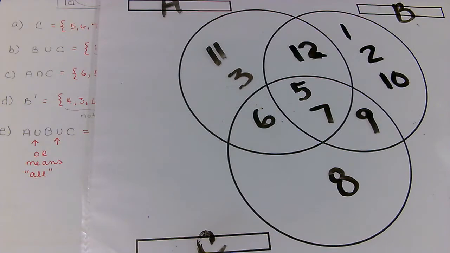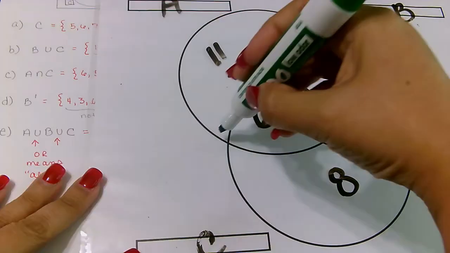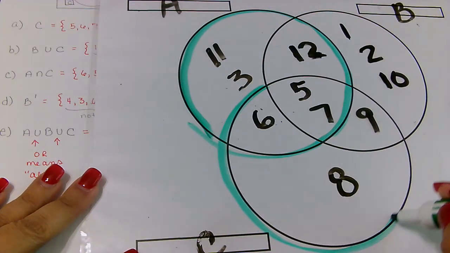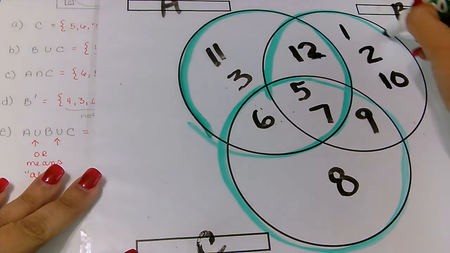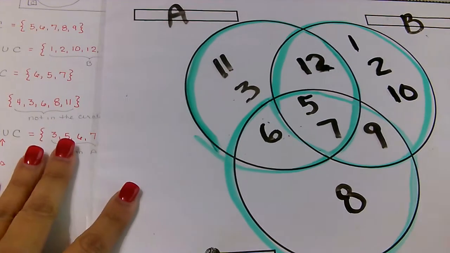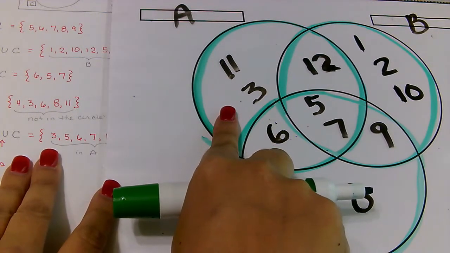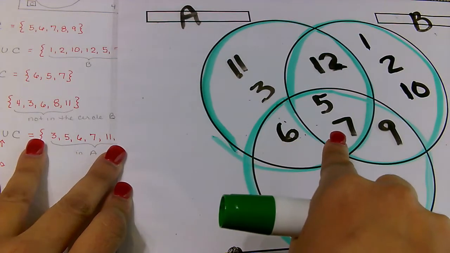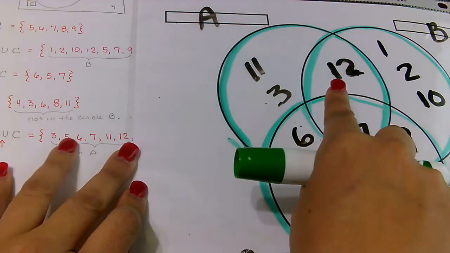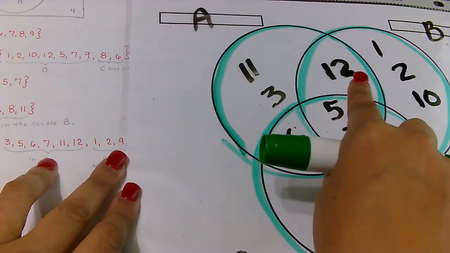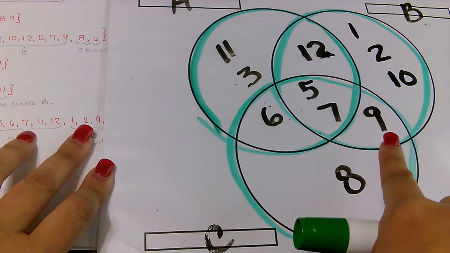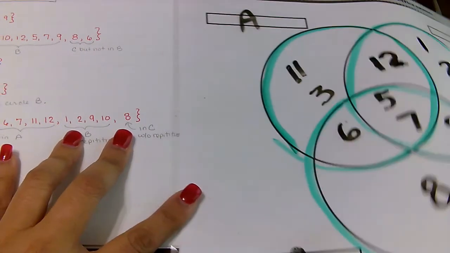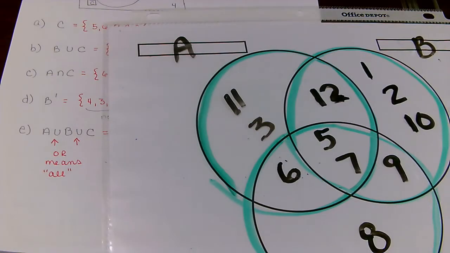Part E says A or B or C. So that means it could be in any of the circles. So that "or" sign says anything that is circled, we will accept. Okay. So here we have 3, 5, 6, 7, 11, 12. Okay. Then we have 1, 2, 9, 10, and 8. Okay. So that's going to be your answer for E.